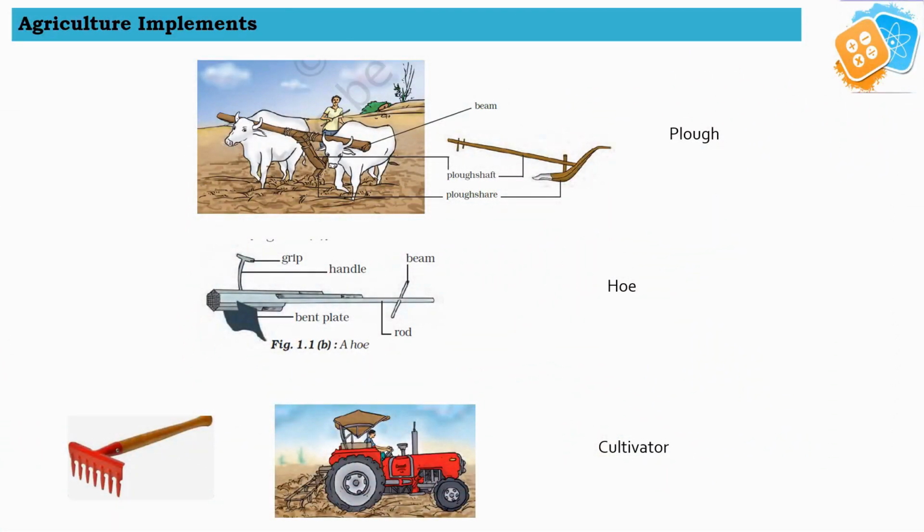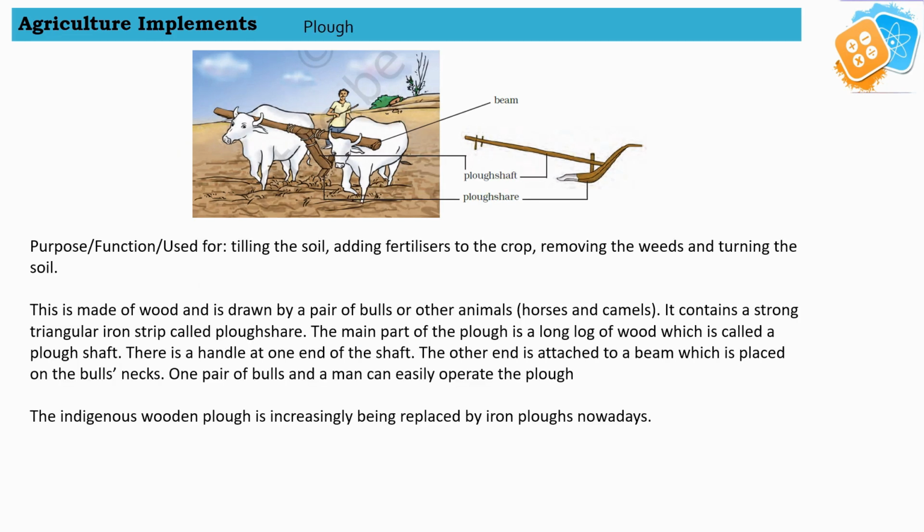Agriculture implements. The meaning of implements is tools. Whatever tools we are using for agriculture purposes are called agriculture implements. Under this category, we are going to learn three tools. First is the plow, second is the hoe, and third is the cultivator. This is a manual cultivator, and nowadays we are using tractors as cultivators. So let us first understand the plow.